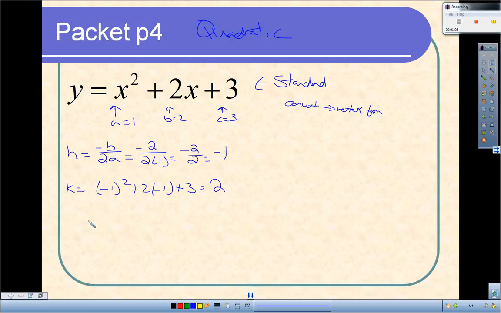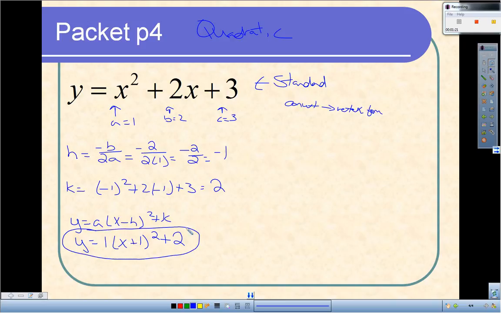So I can write my vertex form. It's going to be y is equal to a(x minus h) squared plus k. So I'm going to have 1 times (x minus a negative 1), so that's going to be (x plus 1) squared plus 2. And so there is my vertex form. Now, since this is in vertex form, I can easily identify what my vertex is going to be. My vertex, remember, is h comma k. Well, h we found was negative 1, k we found was 2. So if you notice, h is always the opposite of what's inside the parentheses, and k is always the other number. So my vertex is at negative 1, 2.